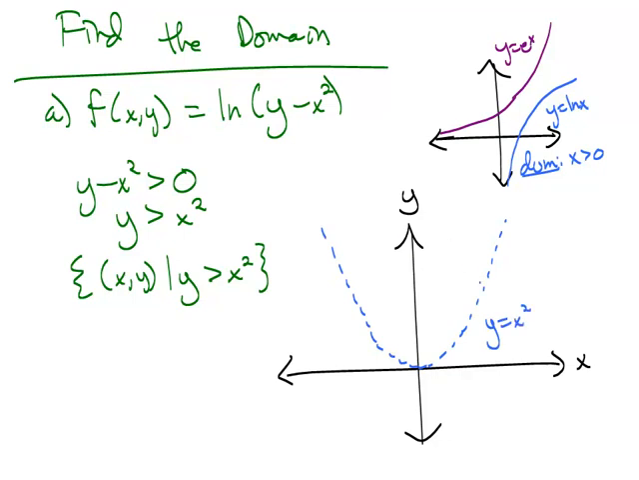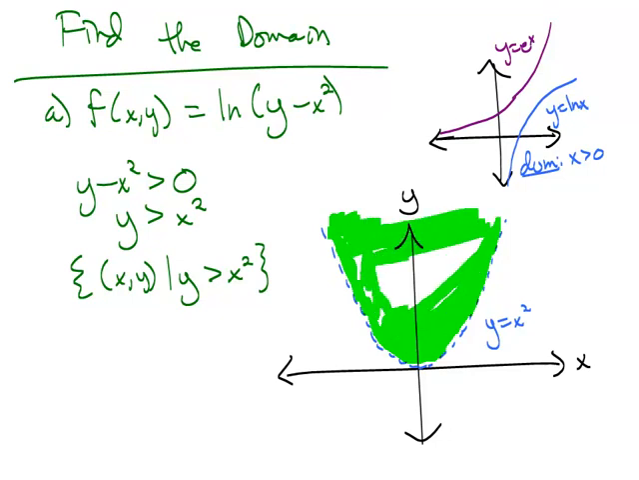We want everything above that, don't we? So I would then shade in everything above that, because we want the y values that are greater than x squared. We want the y coordinate to be bigger than x squared, so we want all the ordered pairs that lie above this parabola y equals x squared. That's our domain for that two-variable function.